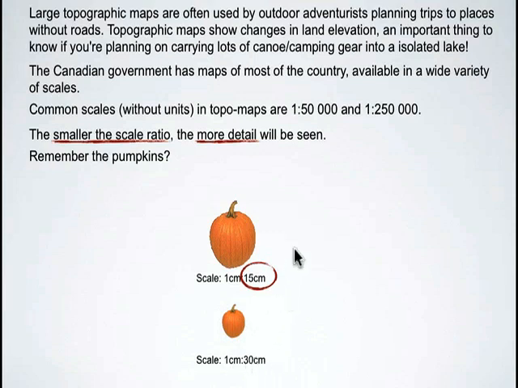So topo maps that are given as 1 to 50,000 will reveal more detail than ones that are given as 1 to 250,000. So we're going to look at a map of a section of Quetico Provincial Park at a scale of 1 to 50,000.